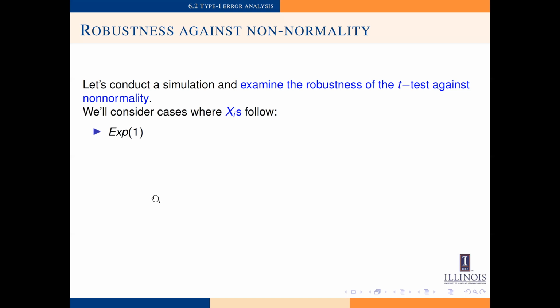So here's how we're going to do it. We're going to consider 3 different kinds of distributions that are not normal for our xi's. We'll consider when our xi's follow the exponential distribution with rate 1, the uniform distribution between 0 and 2, and the chi-square distribution with 1 degree of freedom. You can see that although none of these are the normal distribution, in all 3 cases, the expectation of x, which is the theoretical mean of these distributions, is equal to 1.